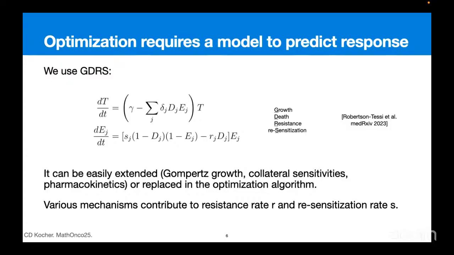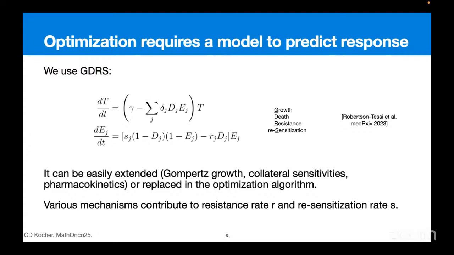And then I just want to talk about the resistance and resensitization parameters a little bit. Various mechanisms can contribute to these. So these are phenomenological, just descriptive parameters. They don't necessarily say, oh yeah, resensitization comes because the sensitive population is outcompeting the resistant one when the drug is off. It doesn't really say what the mechanism is. It just says that it happens, right? So this is a very general model.